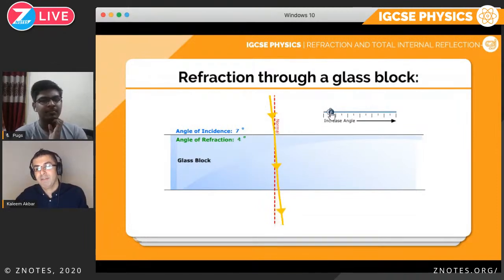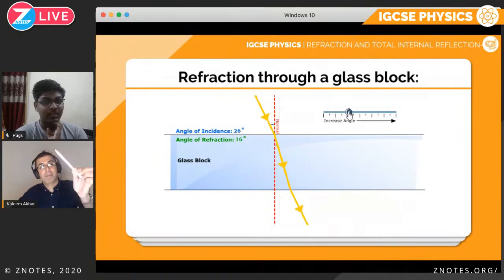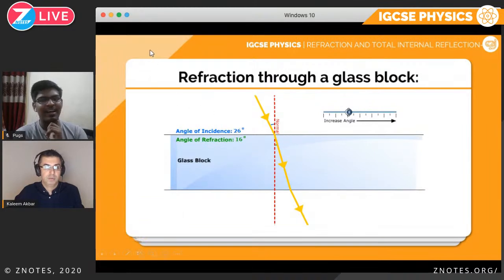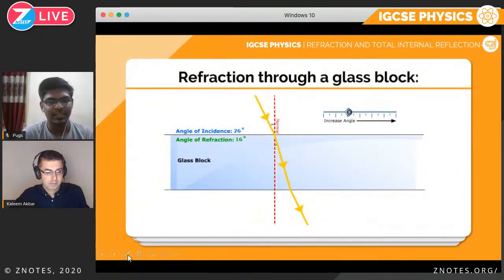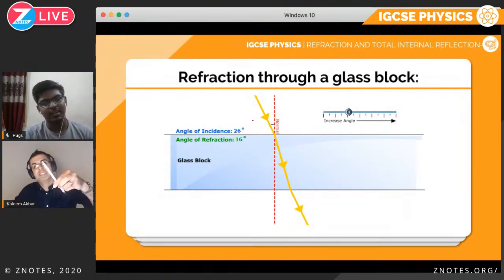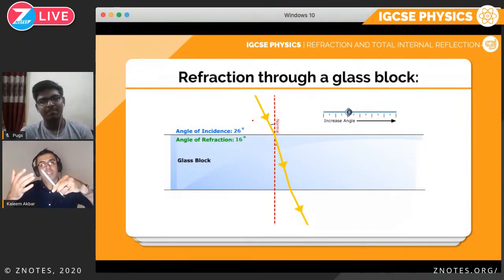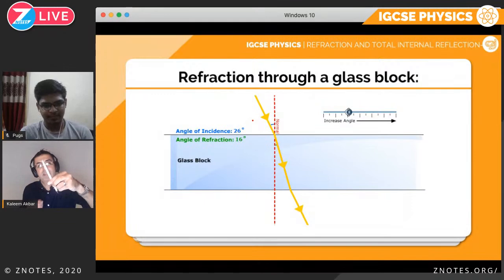However, if you now create an angle, what's going to happen is, guys, part of the light, okay, I'll give this another go, but it doesn't seem to be wanting to draw. Part of the light is already inside the glass. Part of it is on the outside of the glass. So what does that mean? It means part of the light is going slower and another part is going faster. That is what causes the change in direction.